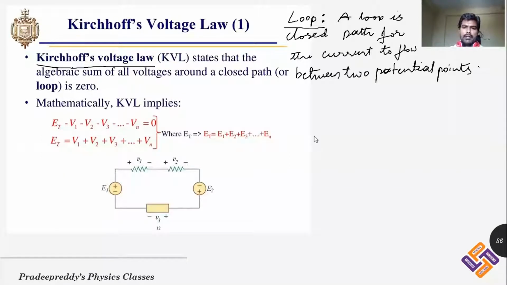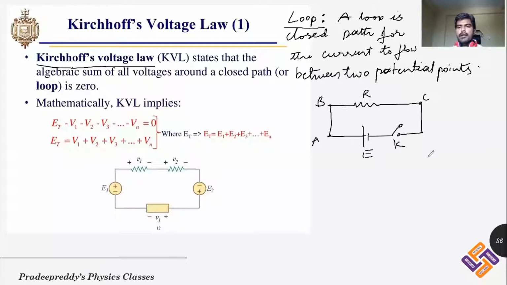For example, you have a battery, a tap key, and a resistor here. Battery has EMF E, tap key symbol I am writing as K, resistance symbol I am writing as R. Now as the circuit is open, check it up, this point is A, this point I name as B, this is C, and this is D. At point K, the tap key is open. This is an open circuit.